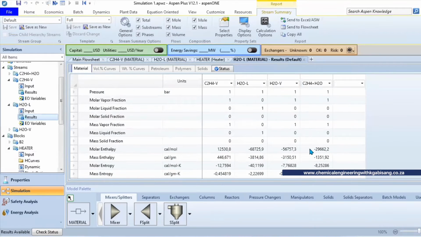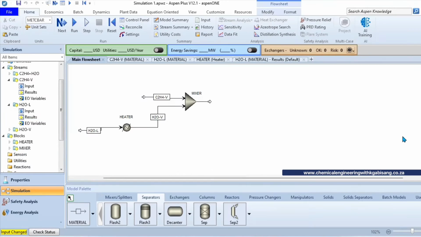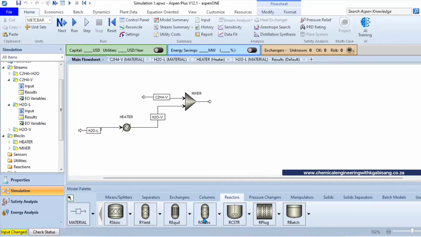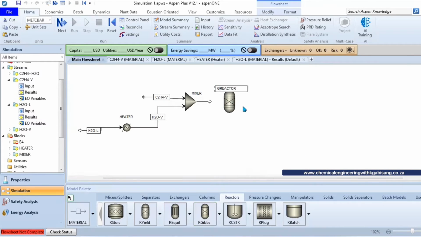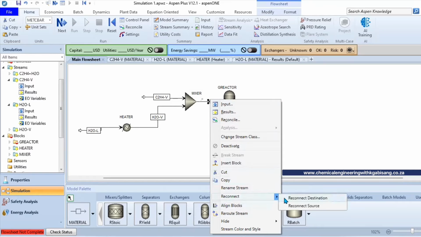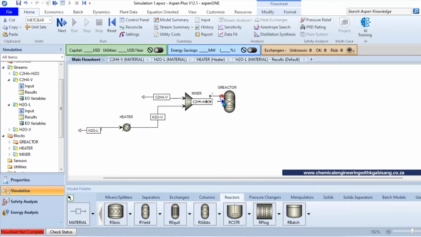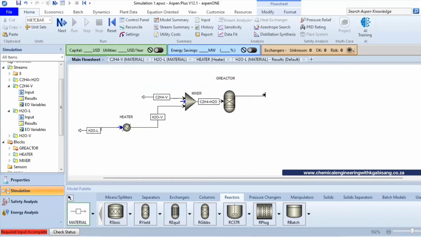For the reactor, I decided to go along with the Gibbs reactor. You could have selected any reactor of your choice. It's always interesting to try different reactors and see how they operate or affect your simulation, the conditions and the parameters, or the results rather. So for this example, let's just go along with the Gibbs reactor.